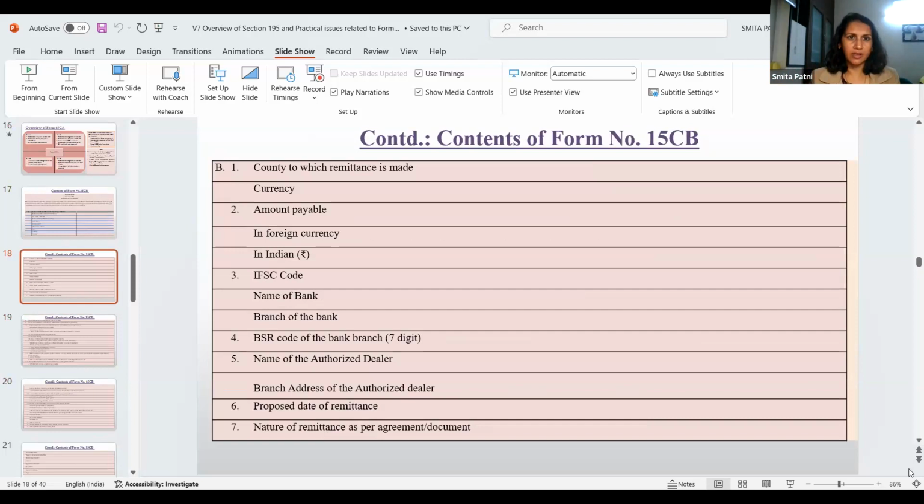The first clause is the country to which remittance is paid. It is a drop-down menu. You can choose the country to which remittance is paid as per the invoice. Currency, again, is a drop-down menu. Amount payable, that is, the amount payable, will be reflected here in foreign currency or in Indian currency. Payable is the sum chargeable to tax. In foreign currency or in Indian currency, absolutely fine, no problem.